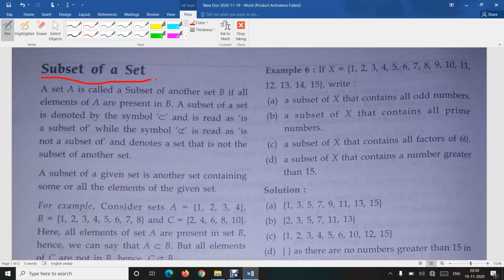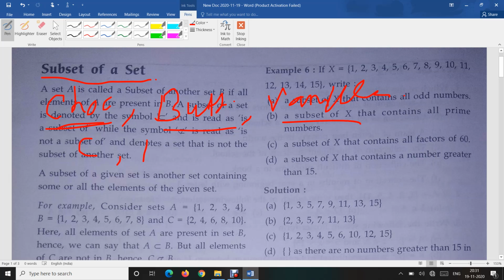To understand this, let us take an example. Suppose you have three flavors of ice cream. First one is chocolate, second one is butterscotch, and third one is vanilla. Chocolate ice cream is denoted by C, butterscotch ice cream is denoted by B, and vanilla ice cream is denoted by V.